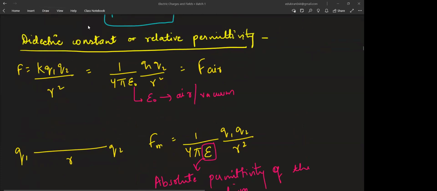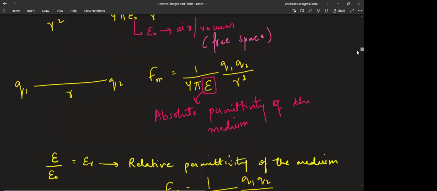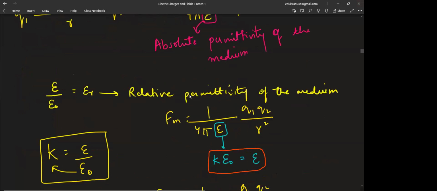See, we've already studied the dielectric constant. So F is equal to K Q1 Q2 by R square. Here I have told you that when you have epsilon naught, it is just for air or vacuum. We talk about the free space which is available. Now, if you have a different medium, we write the absolute permittivity of the medium. And for relative permittivity, we have this ratio. So till here we have already discussed.